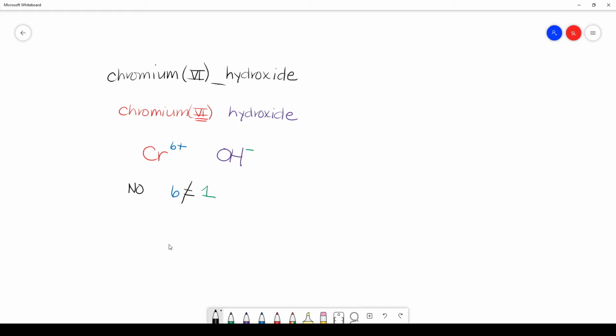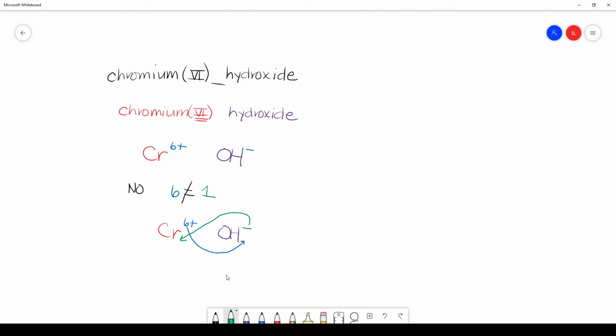And I want to know, are those numbers the same? Again, the answer is no. So because the answer is no, I'm going to have to do that same sort of swapping, with the value of the charge becoming the subscript for the opposite ion. So in this case, the 6 is going to swing over here to be the subscript for hydroxide, and the 1 will go over here to the chromium.